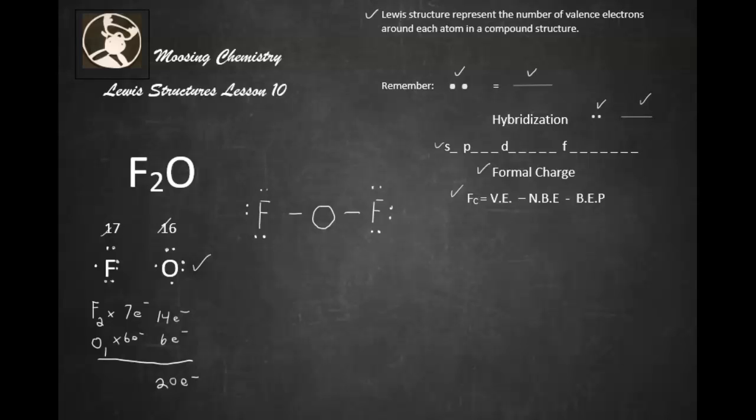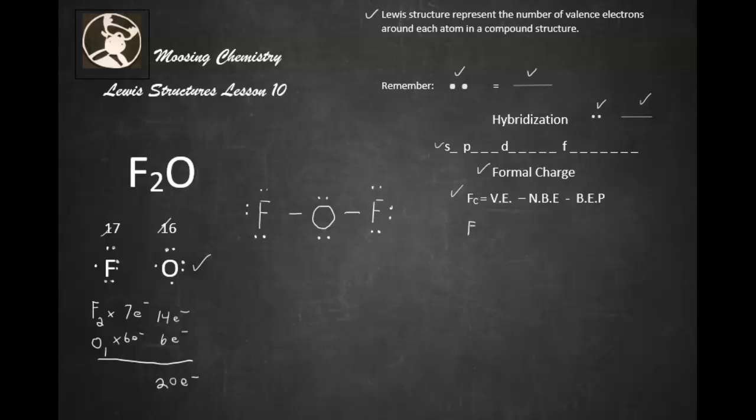Okay? But oxygen also needs its octet. We got 16, so we're going to put 2 here. That makes 18. And 2 here. That makes 20. All right, let's see if this is the best possible structure. Let's see if everything works out.